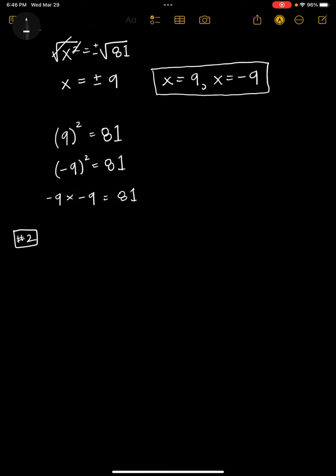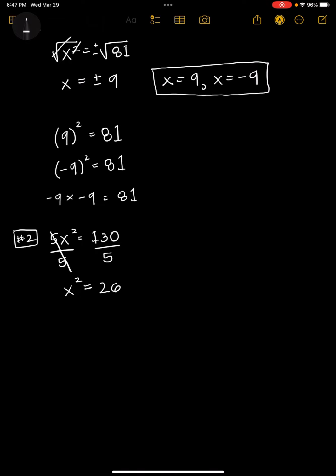The second example is 5x squared is equal to 130. Okay, so last time I told you that we needed to get the x squared by itself first. The way we're going to do that in this case is by dividing each side by 5. The reason I'm dividing each side by 5 is because right now the 5 is multiplying the x squared. So to get rid of it, we do the opposite of multiplying, which means we're going to divide. So I divide each side by 5. The 5s cancel out over here, and we're just left with x squared. And then we do 130 divided by 5, which gives me 26.